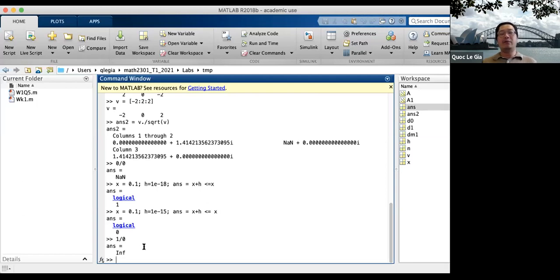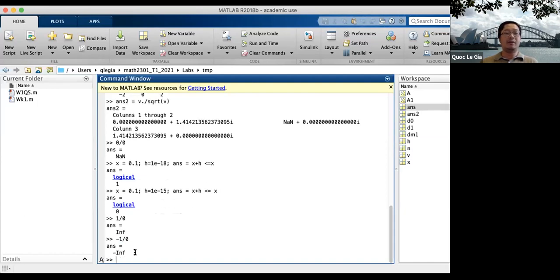Calculus was invented 400 years ago, and MATLAB was built only 40 years ago. So MATLAB has to be consistent with calculus. And you know, 1 over 0 is infinity, right? When you take the limit of 1 over x as x goes to 0, it blows up to infinity. And then minus 1 over 0 is minus infinity, which is correct.